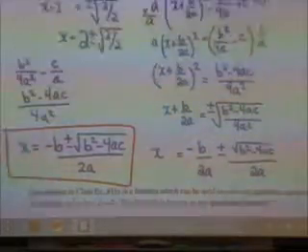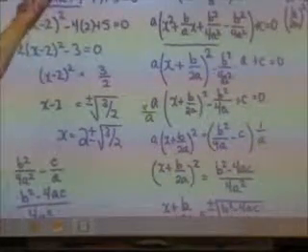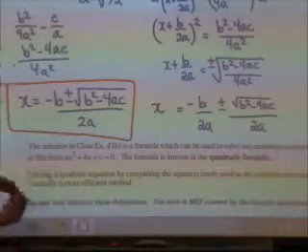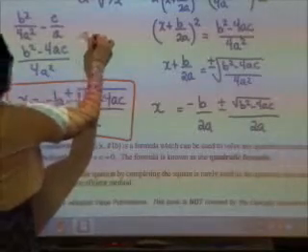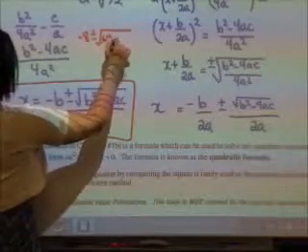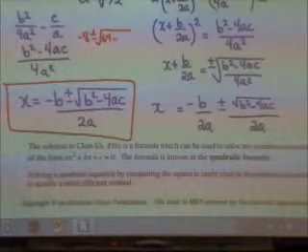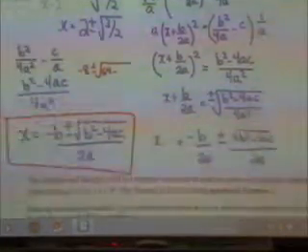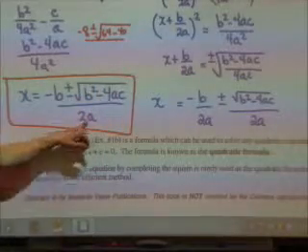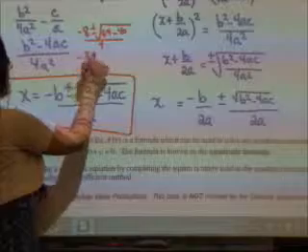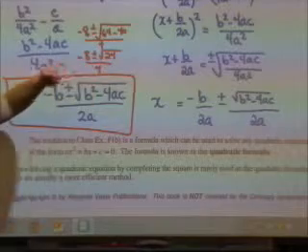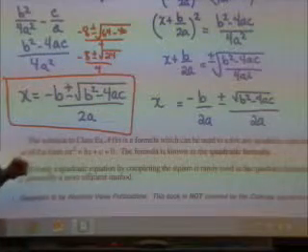And if I had put in these values here, 2, -8, and 5, I get -8 plus or minus the square root of -8 squared, which is 64, minus 4 times 2, which is 8, times 5 is 40, all over 2 times 2, which is 4. So I get -8 plus or minus the square root of 24 over 4. And 24 I can write as 2 root 6.